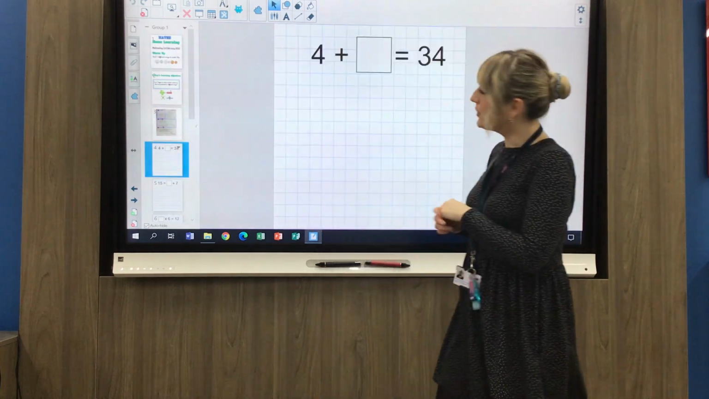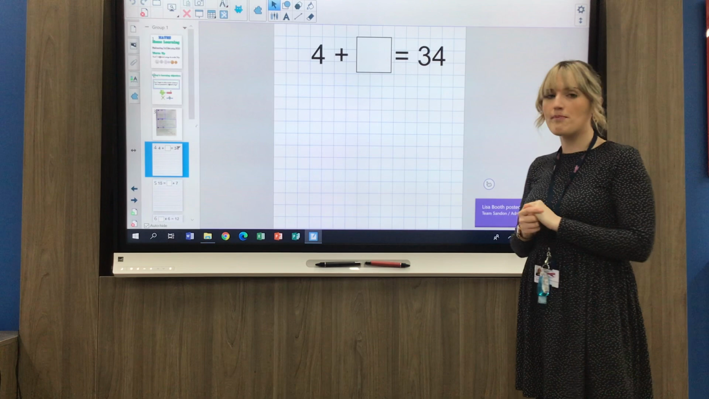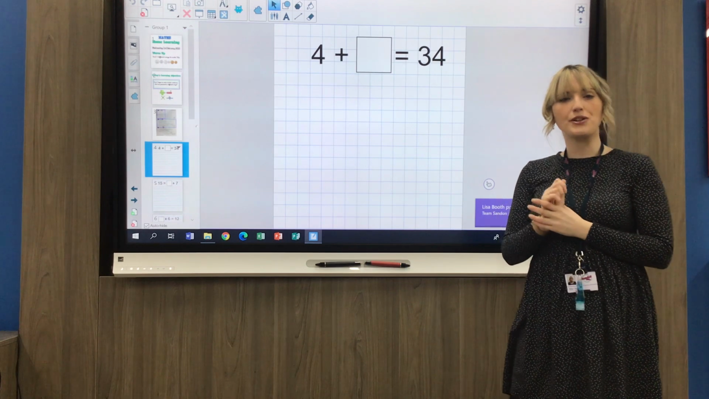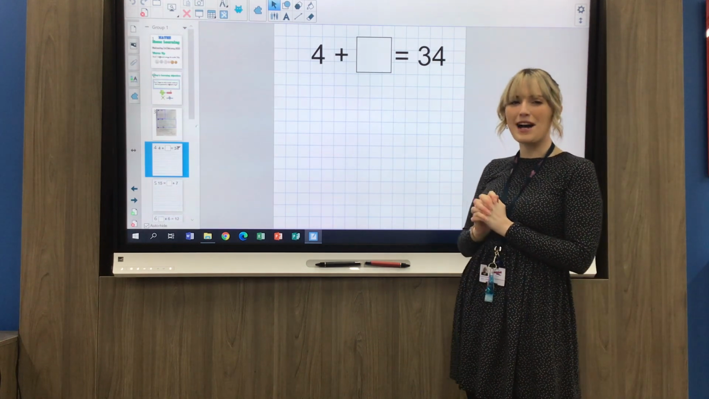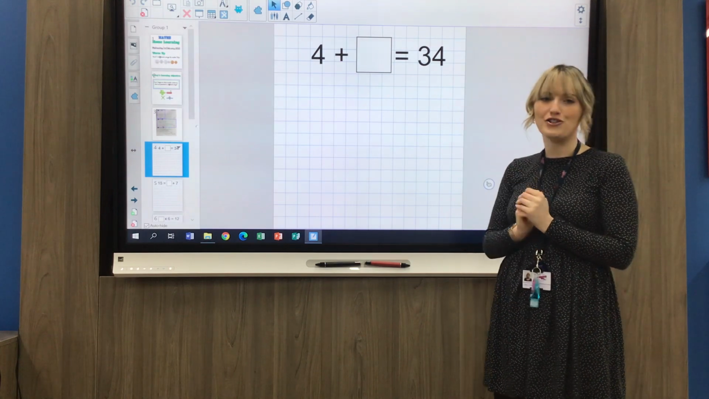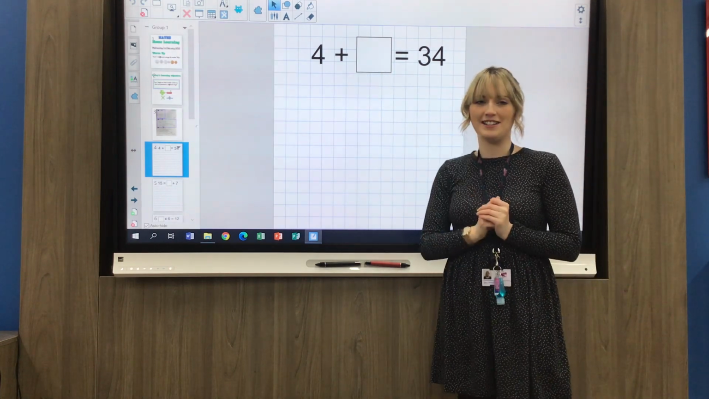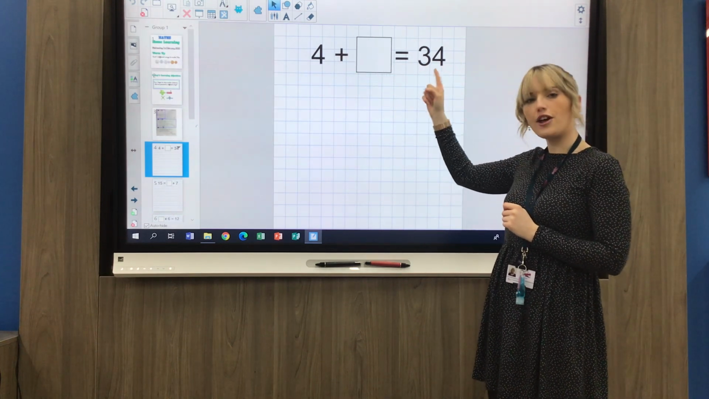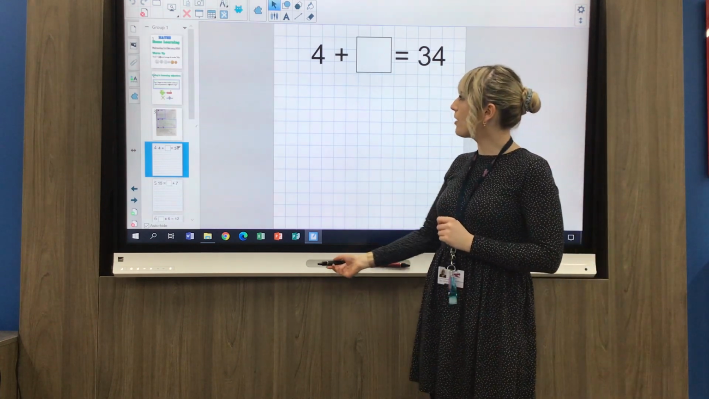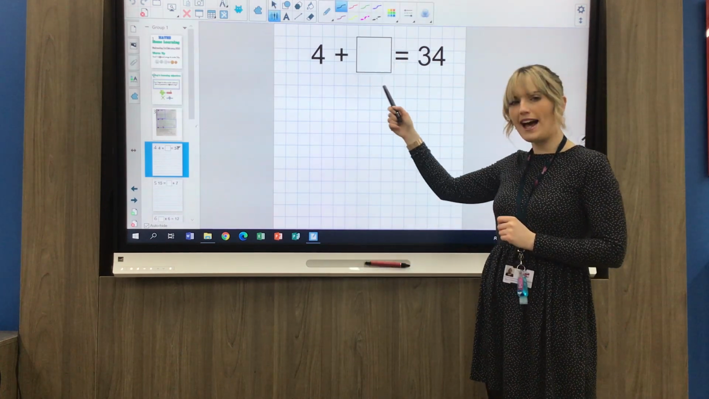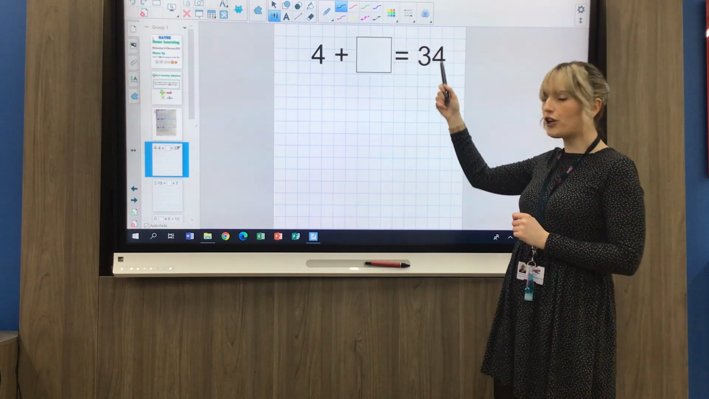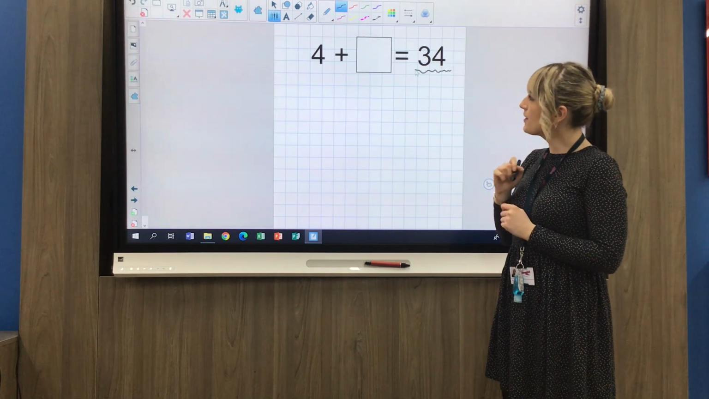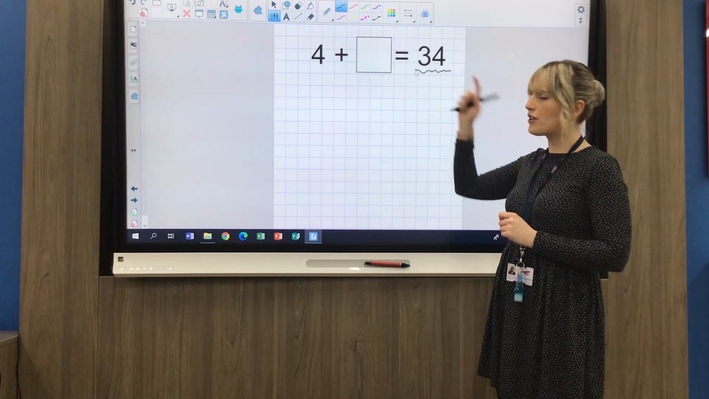Let's look at this question here then. Here I've got a missing number problem. My first step is to look at the operation, so look at the symbol. Shout out at me, what operation are we doing in this question? Well done if you said add. So we've got 4 add something equals 34. We need to figure out what we've added to 4 to make 34, because 34 is our total.